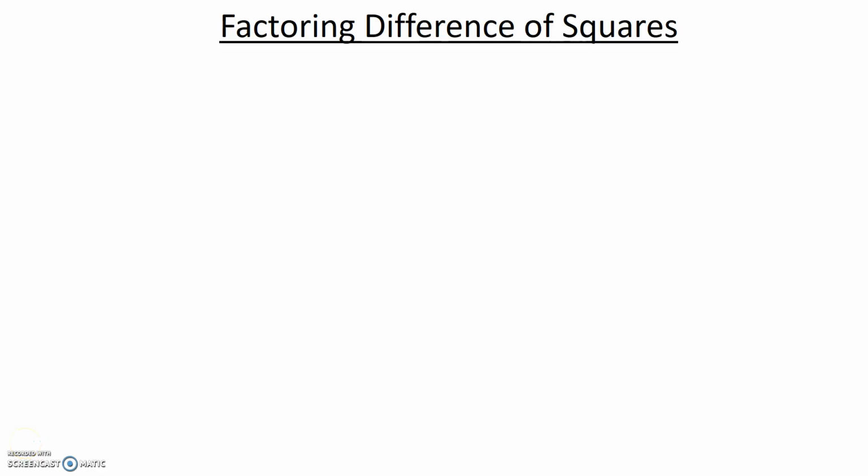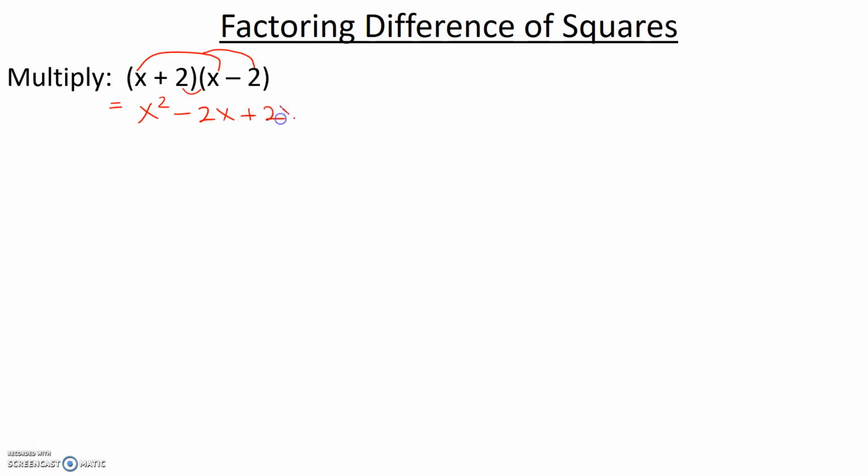In this video, we will learn to factor a difference of squares. First, let's multiply x plus 2 times x minus 2. X times x is x squared. X times negative 2 is negative 2x. 2 times x is positive 2x. And 2 times negative 2 is negative 4.